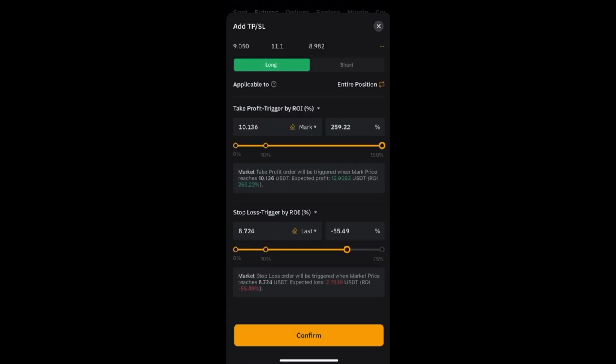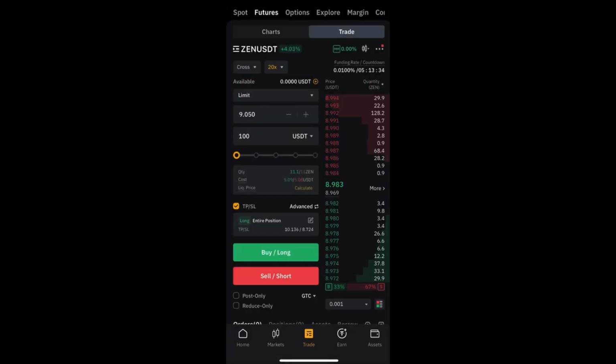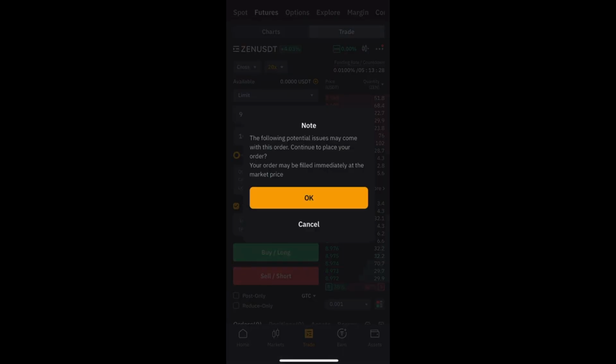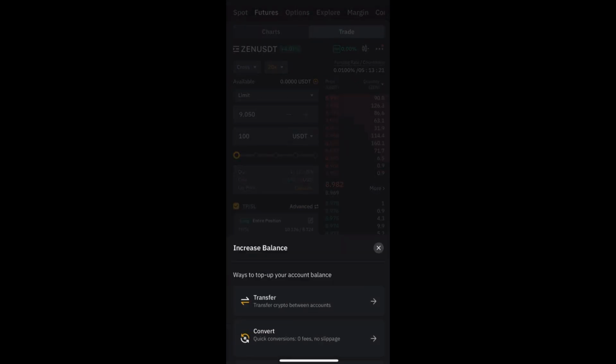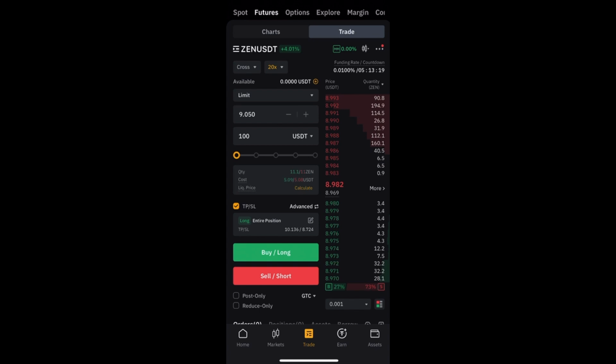That's your stop loss. Then click on confirm. Then go ahead and buy long. There's no money on this particular account, that's why it's showing that notification. So before you place a trade, make sure you have some amount of USDT on your unified trading account.